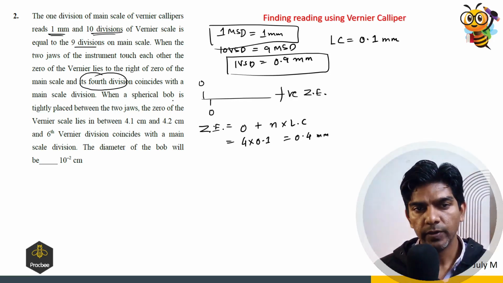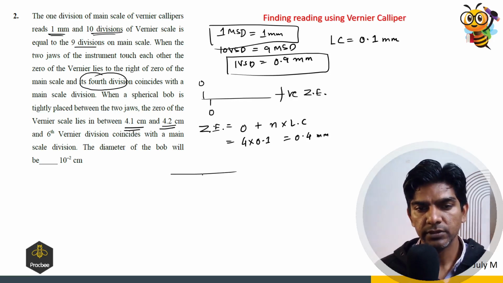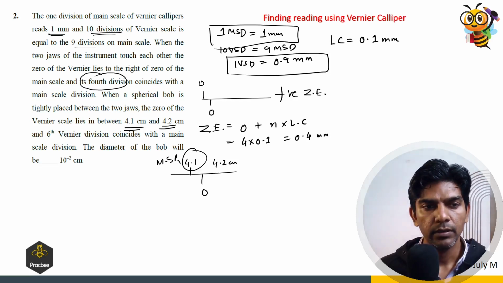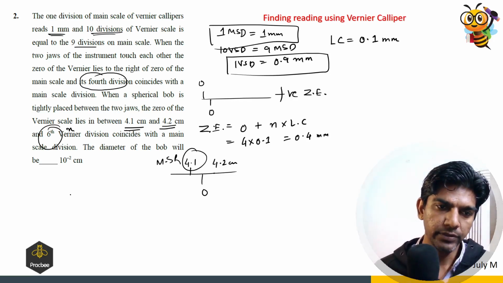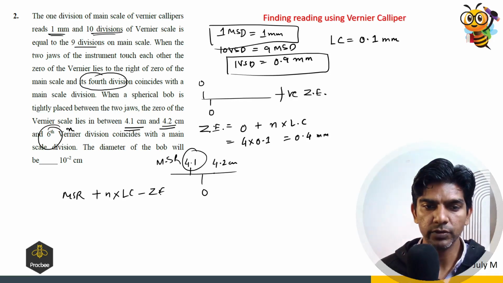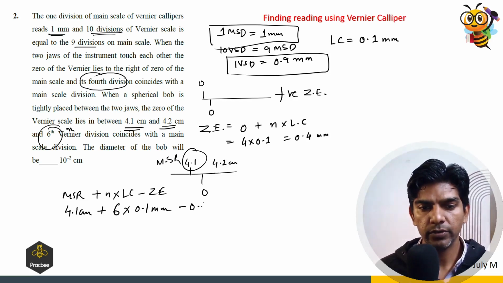When a spherical bob is tightly placed between the two jaws, the 0 of the vernier scale lies between 4.1 and 4.2. So this is the 0 of the vernier scale. Here we have 4.1. Here we have 4.2 centimeter. So that will be the main scale reading. And n is 6, the diameter of the bob. So diameter will be main scale reading plus n times the least count minus 0 error. Main scale reading is 4.1 centimeter. N in this case is 6, least count is 0.1 millimeter and 0 error is 0.4 millimeter.